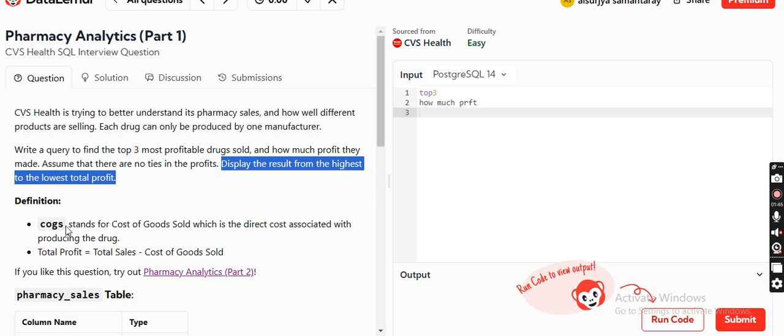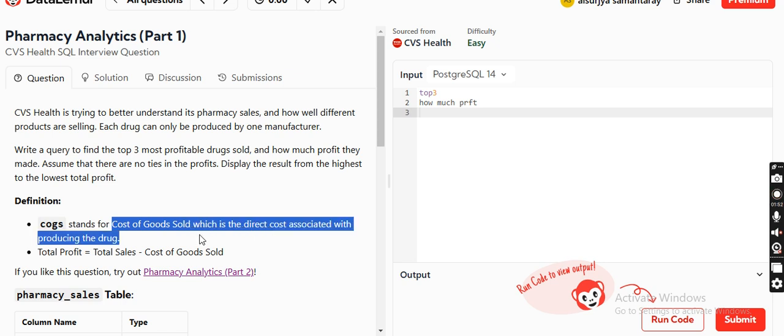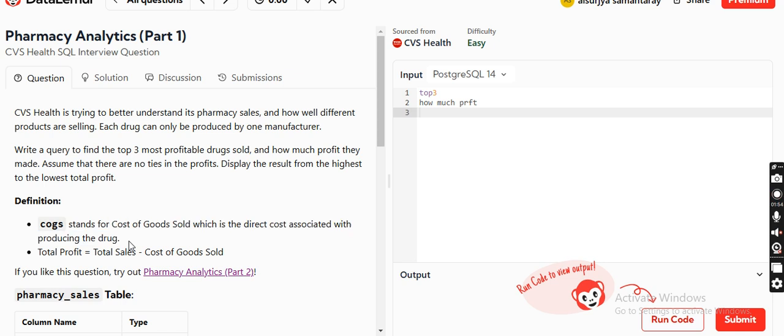Now in the definition part they have written COGS. COGS is cost of goods sold. If I want to explain COGS, it is very simple. You can just remember it as a financial term. If the company has made X revenue and Y spending, then X minus Y gives us P, where P stands for profit. The Y is COGS, which is nothing but the spending cost.